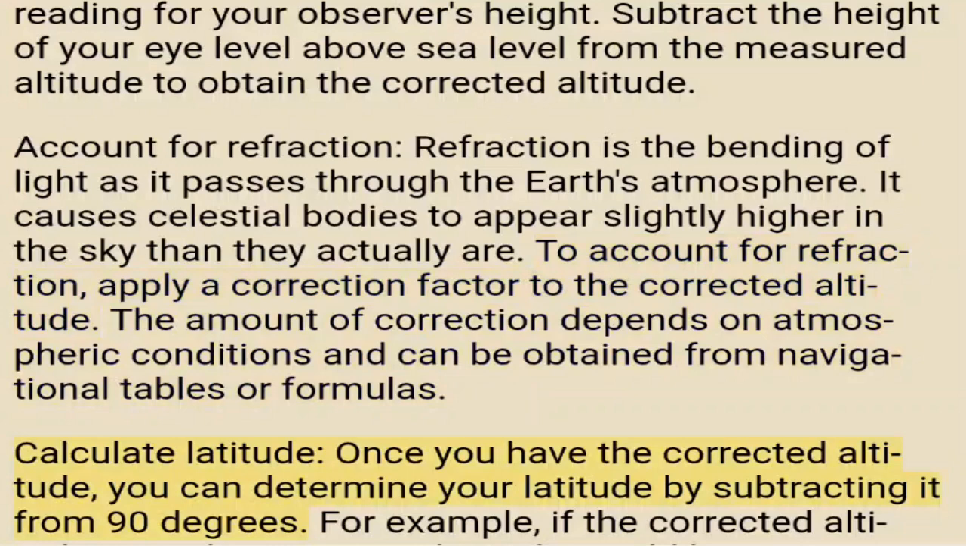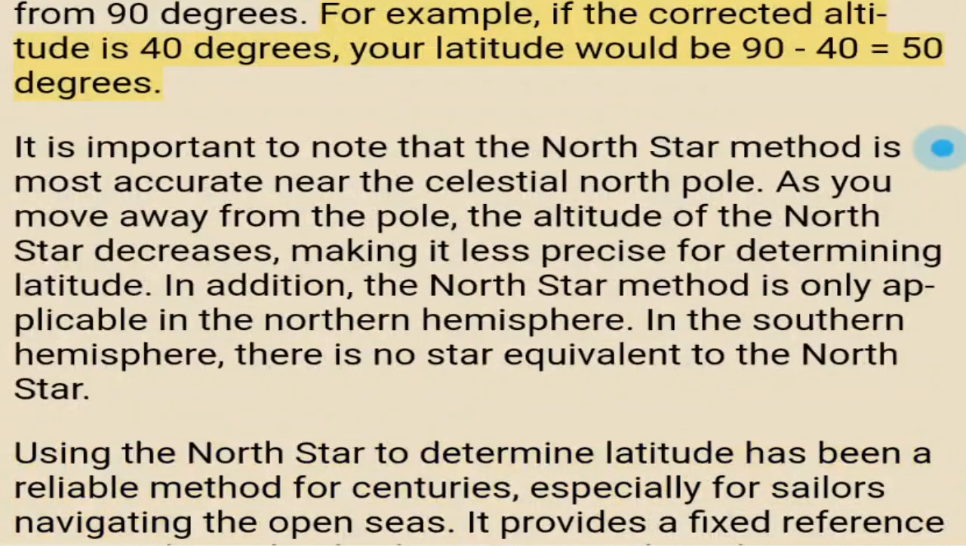Calculate latitude. Once you have the corrected altitude, you can determine your latitude by subtracting it from 90 degrees. For example, if the corrected altitude is 40 degrees, your latitude would be 90 minus 40 equals 50 degrees.